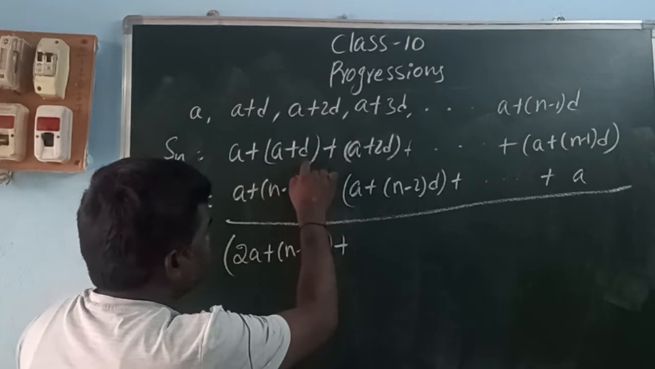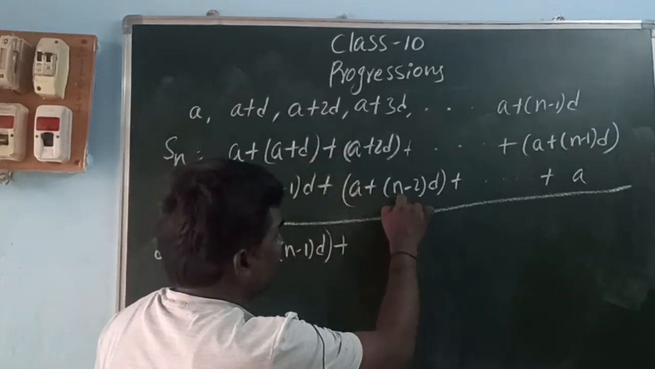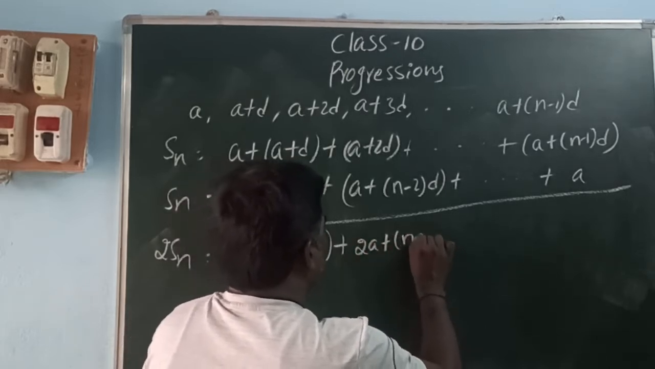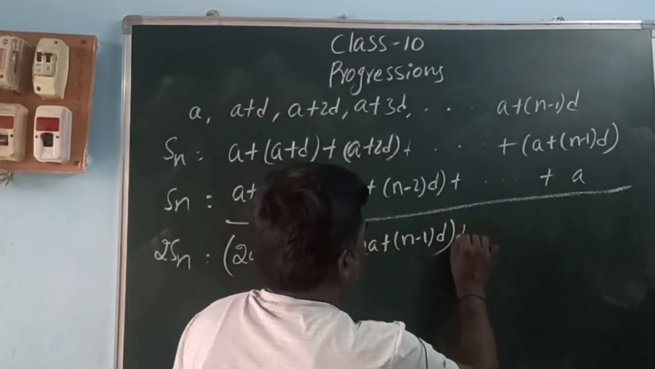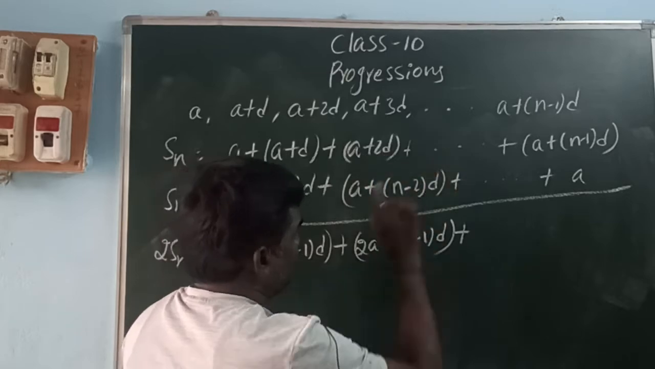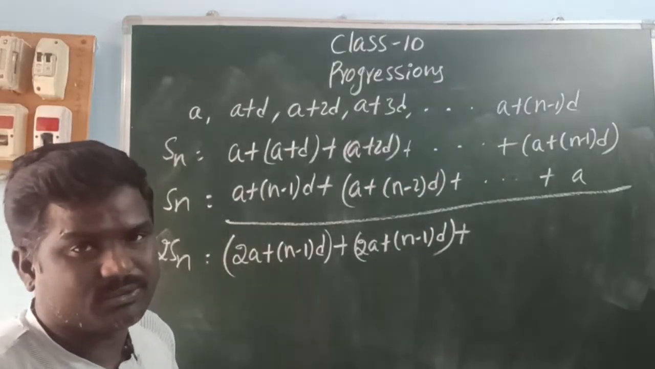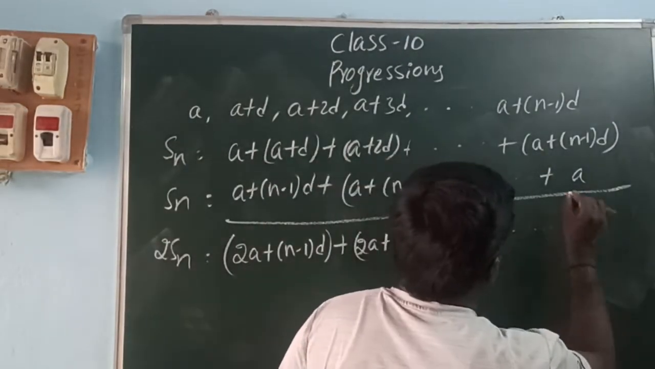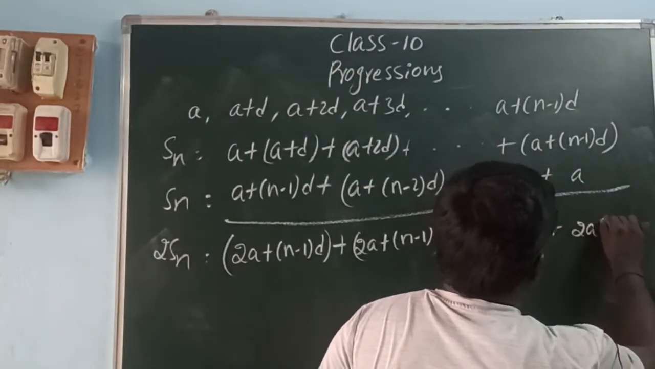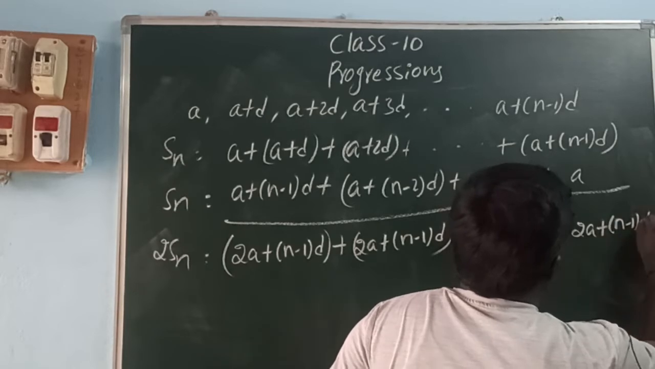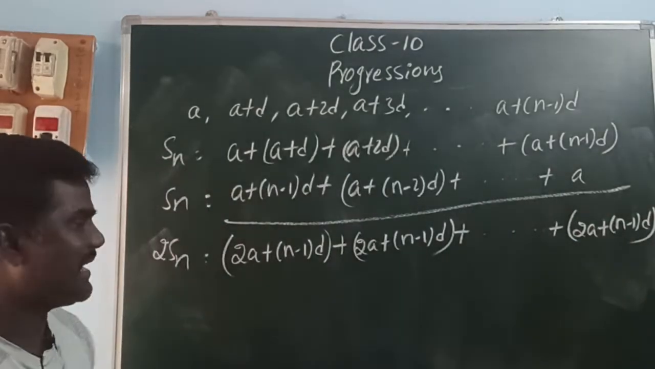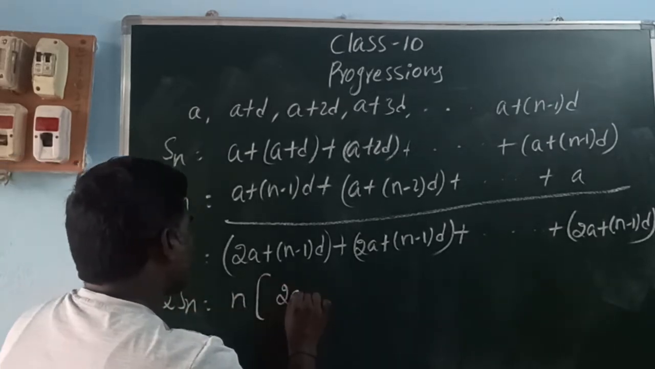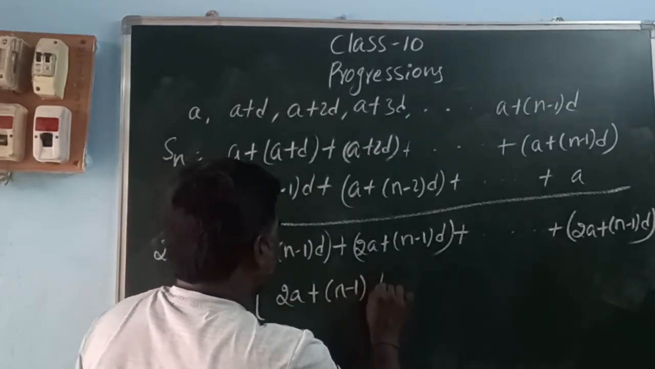Next, a plus d plus a plus n minus 2 into d, that is 2a plus n minus 1 into d. Next, a plus 2d plus a plus n minus 3 into d, that is again 2a plus n minus 1 into d, and so on. We can get 2a plus n minus 1 into d. How many times can we add this? n times. So 2Sn is equal to n of 2a plus n minus 1 into d.